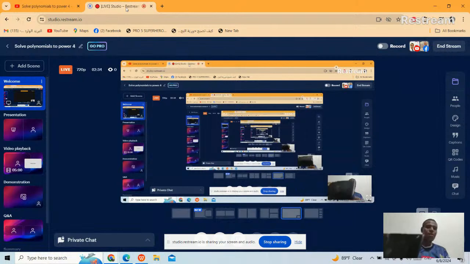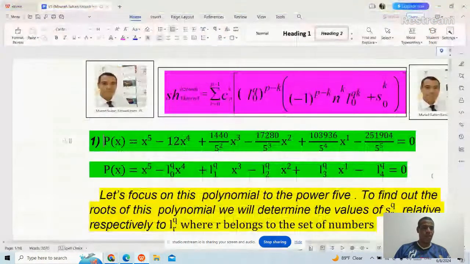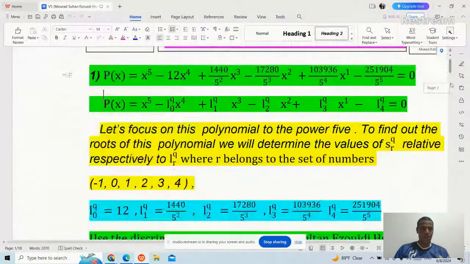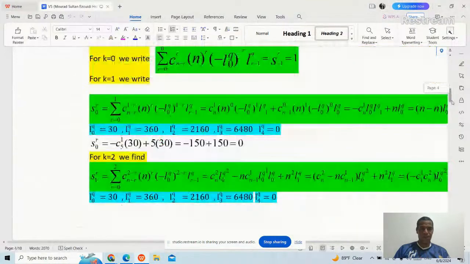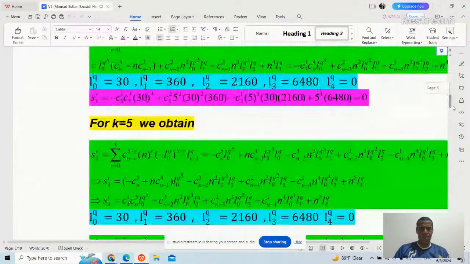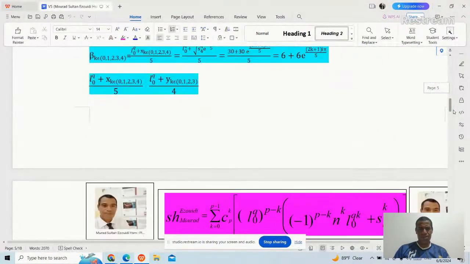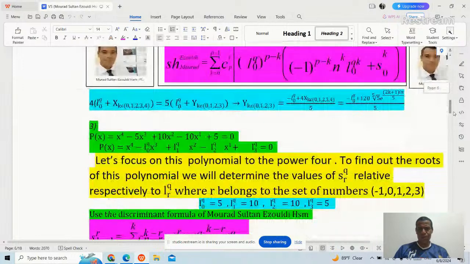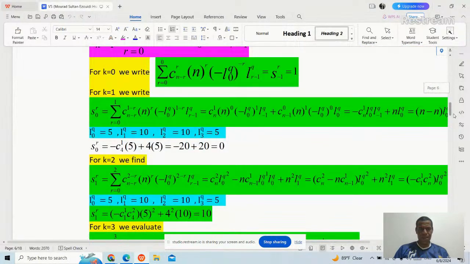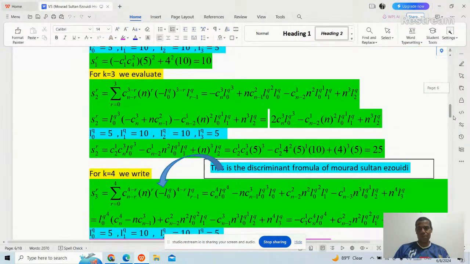Okay, so we start, learners. We told that today we are going to focus on polynomials to the power 4. So we are going to learn a new method. The method is called the discriminant formula of Mourad Sultan Ezouidi HSM. Yesterday we already solved an example for you. Today we are continuing solving polynomials to the power 4, but the secret here is to extend also the highest power of this polynomial to the power 4.